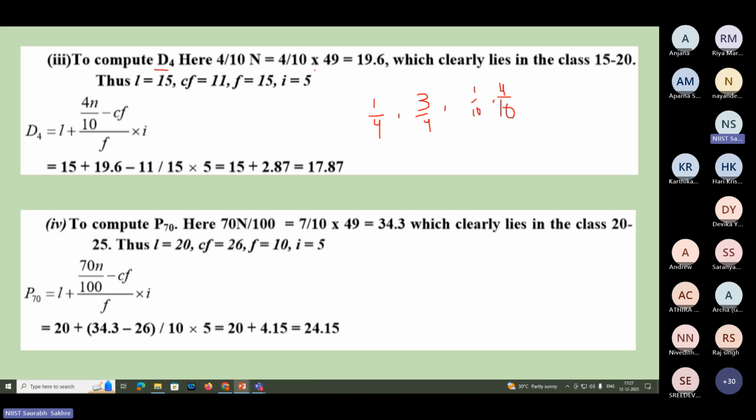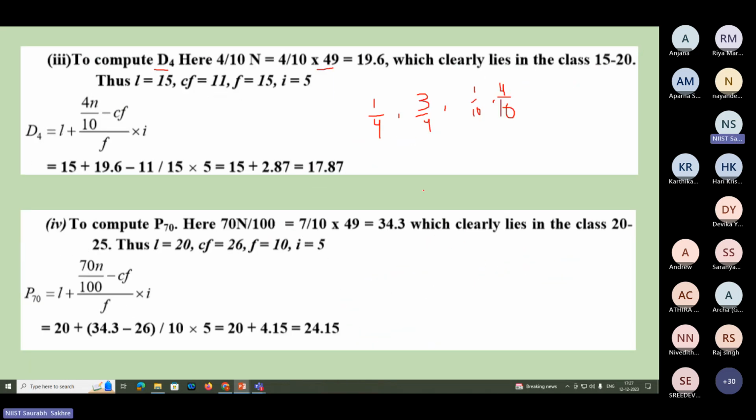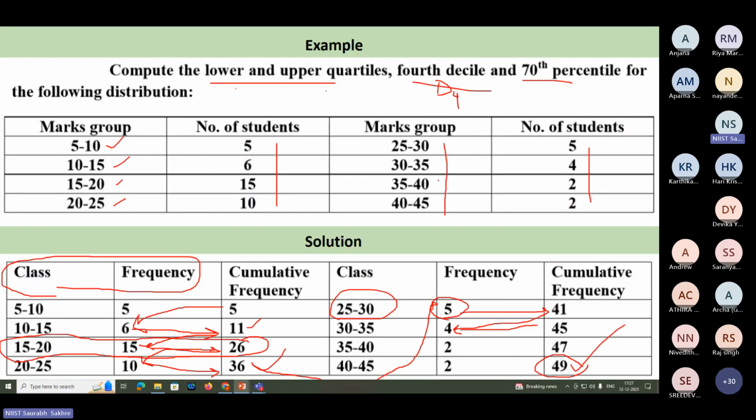Our n is 49, right? Cumulative frequency 49 is common for all. So it is 19.6. Now if I go back in my table and see 19.6, it is greater than 11 and less than 26. So it will fall in the 15 to 20 class. This one.